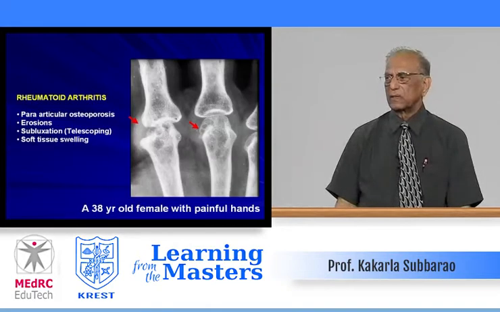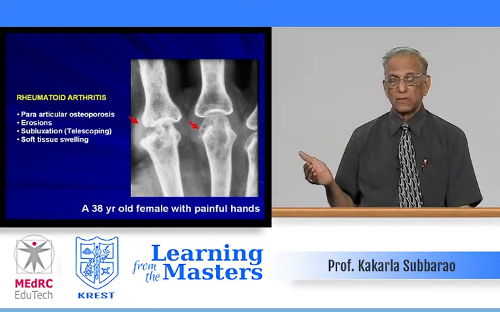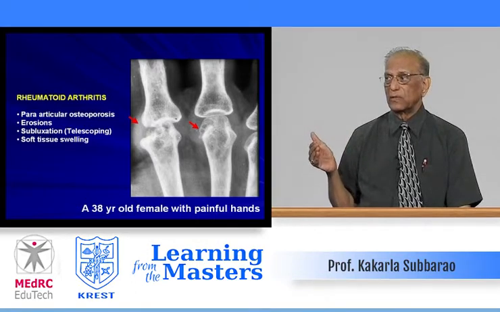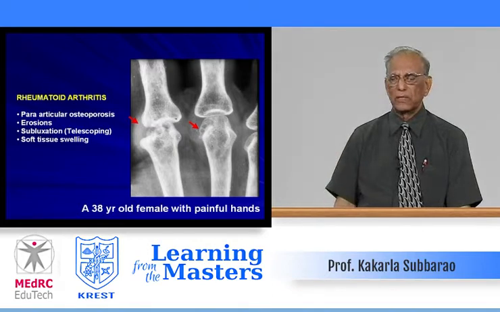This particular case, it is obvious because there is evidence of para-articular osteoporosis. The alignment, if you look particularly into the second metacarpophalangeal joint, it is overlapping, almost telescoping. And marginal erosions you could see. And finally, soft tissue swelling, localized soft tissue swelling at the arthritic place. So this is classical of rheumatoid arthritis.